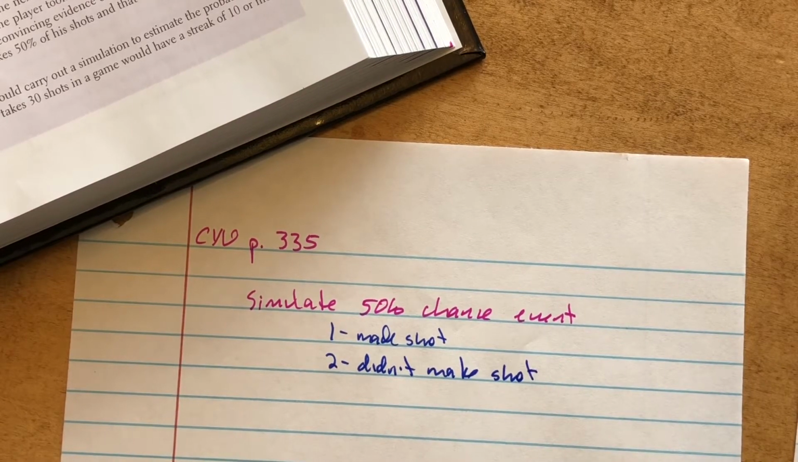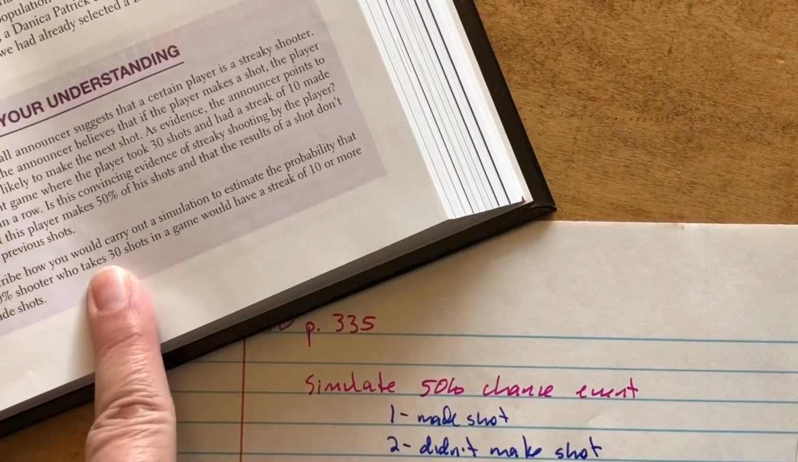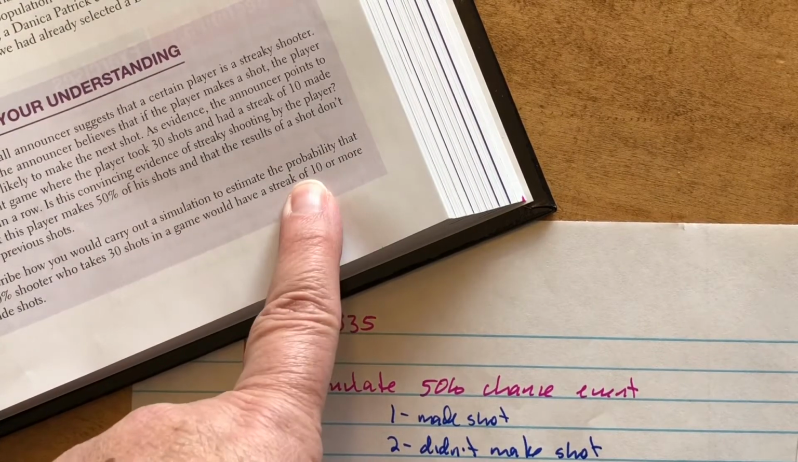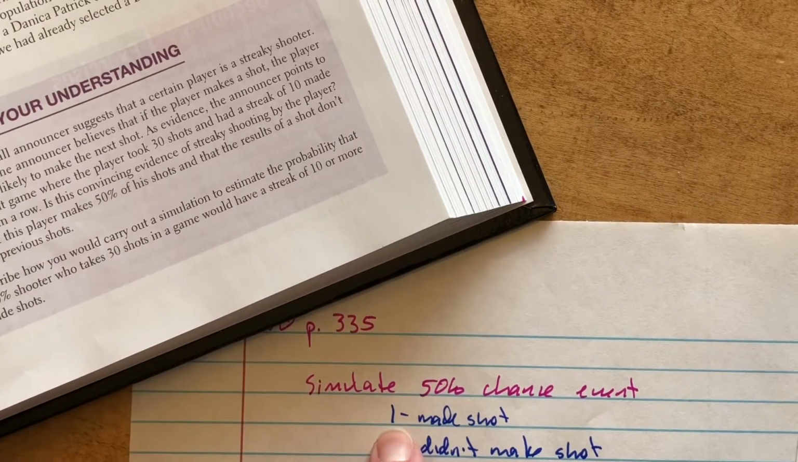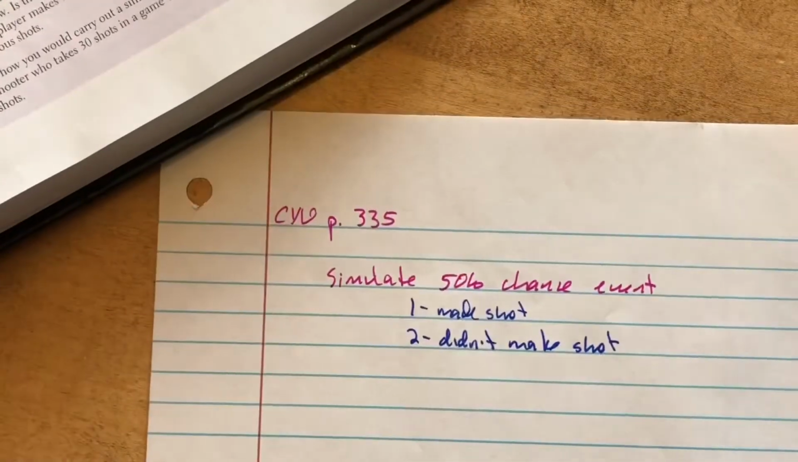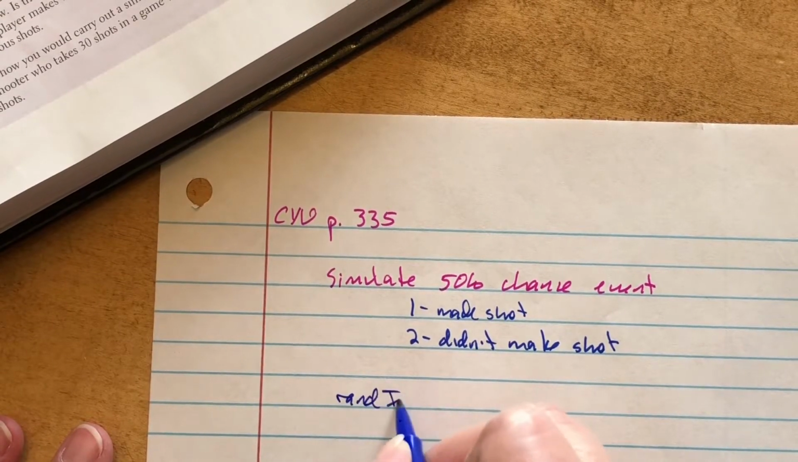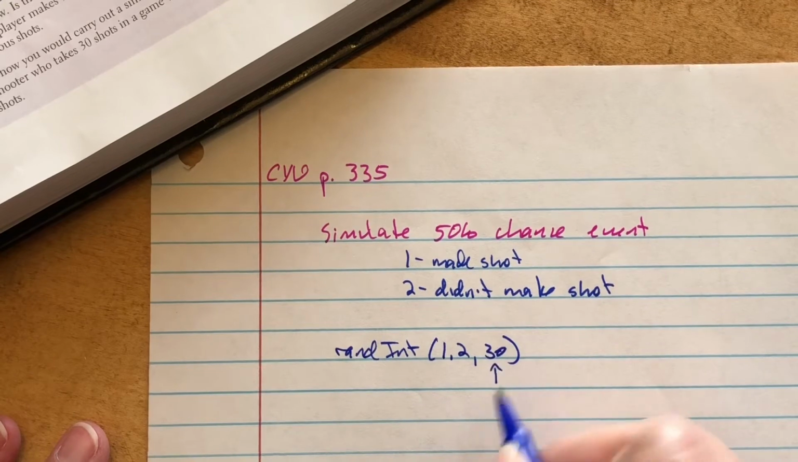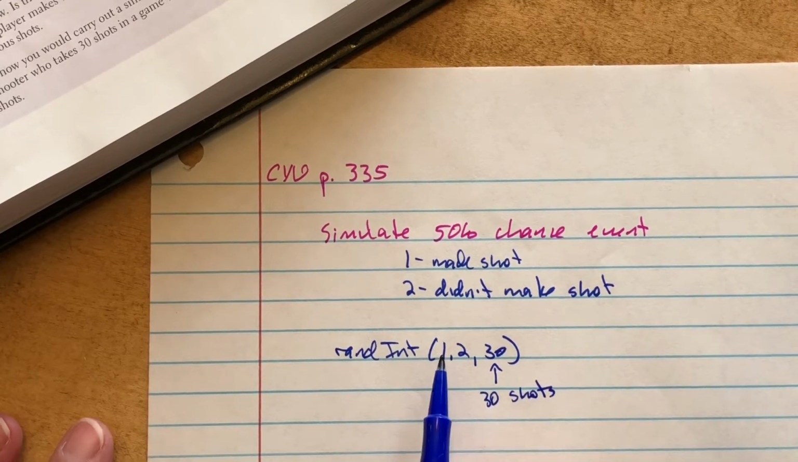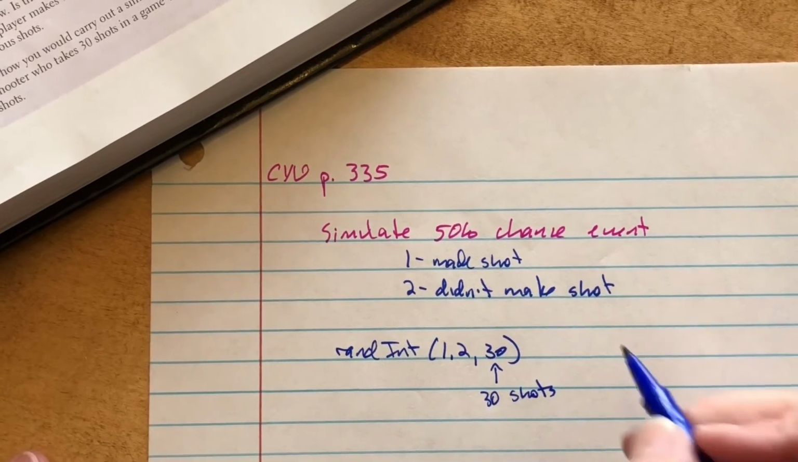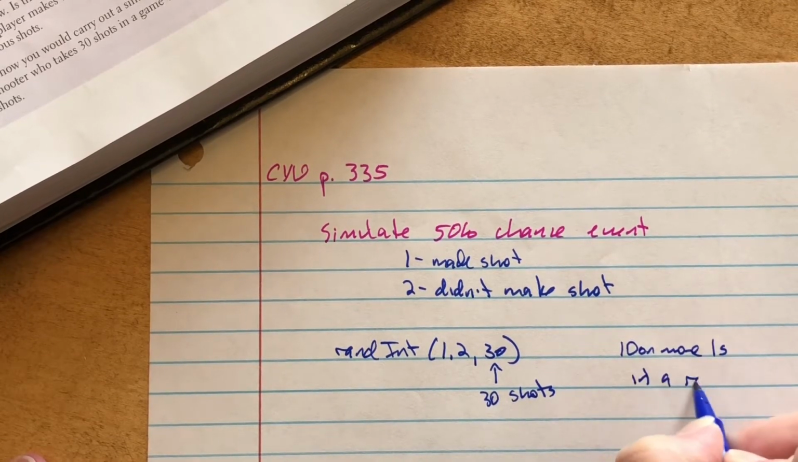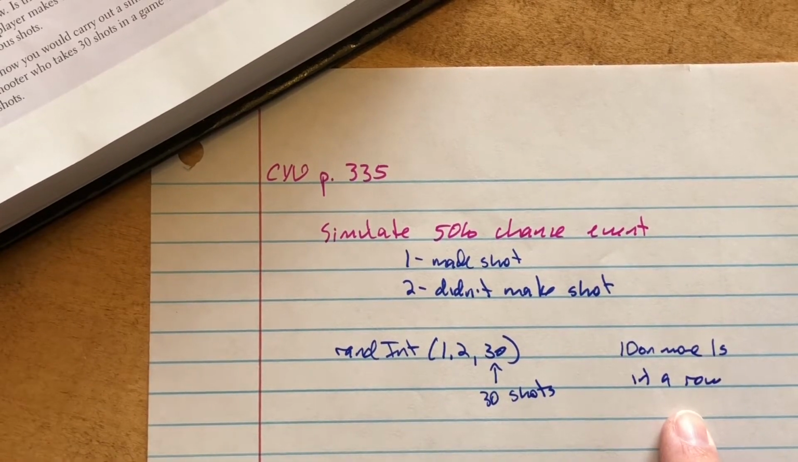Okay, so now I have to simulate 30 shots in a game. So I'm just going to pick 30 random numbers between 1 and 2. Repeats obviously okay. And see if I have a streak of 10 ones, because that would mean the simulation made any 10 of the 30 shots in a row, okay? So I'm going to do random int from 1 to 2, and I'm going to do 30, okay? So this represents my 30 shots, and again, a 1 means I made the shot, a 2 means I didn't make the shot. Okay, so I'm looking for 10 or more ones in a row. That would be considered a success where I got the streak of 10.